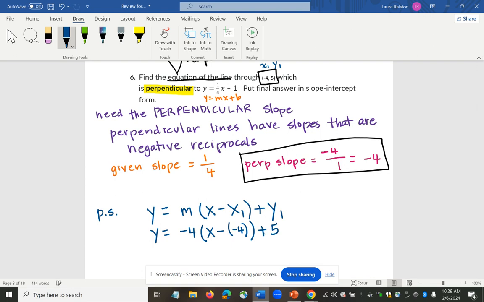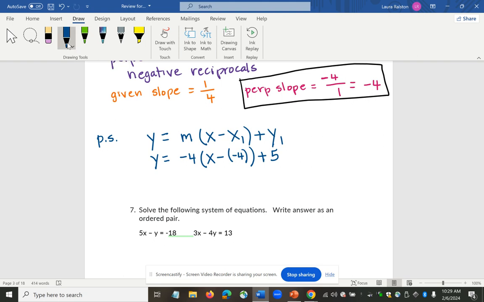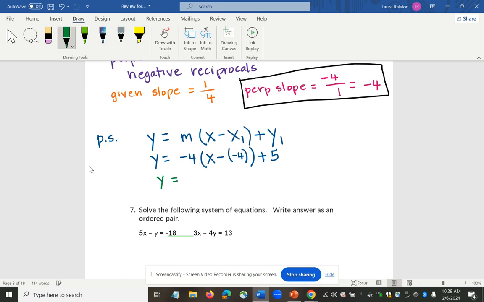5. And again, I'm going to simplify that just a little bit. Some of you may be able to jump straight to that, and that's fine. So I have y equals -4 times x plus 4. A negative and a negative make a positive, plus 5.